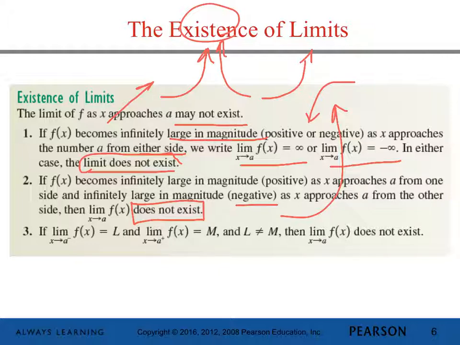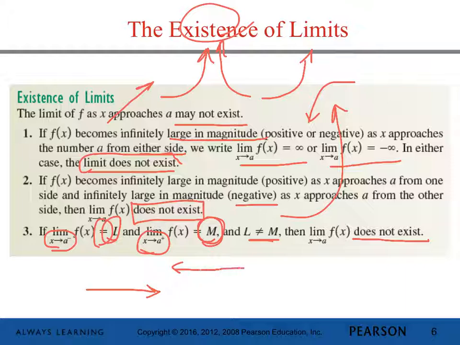And then finally, the limit doesn't exist if the left-hand limit does not equal the right-hand limit. So if the left-hand limit is L and the right-hand limit is M, then L isn't going to equal M. And that means your limit doesn't exist. In other words, this is what happened with our absolute value function, where if you approach from the negative, we had this. If you approach from the positive, we had this. But in between there, we're not approaching the same thing.